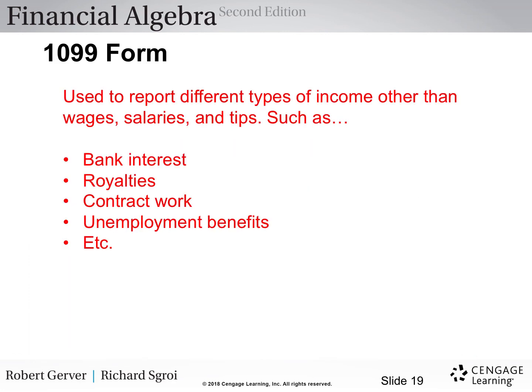All right, what about a 1099 form? This is used to report different types of income other than wages, salaries, and tips, such as bank interest, royalties, contract work, unemployment benefits, things like this, which do not come under the normal definition of wages and salaries.